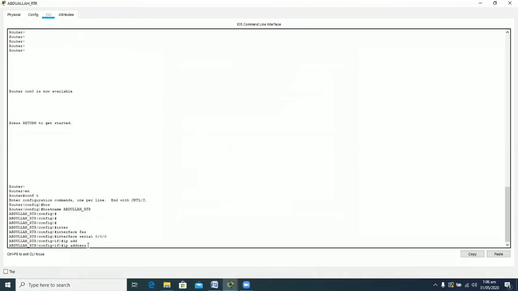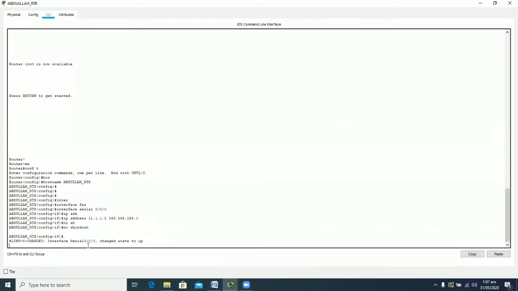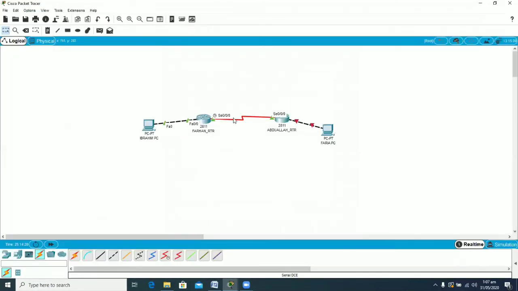So IP address 11.1.1.2 with the subnet mask 255.255.255.0. This is no shutdown. Since it is the DTE terminal, so no need to write the clock rate. And now our interface is up, and that can be cross verified by the basic GUI main network area of your packet tracer.